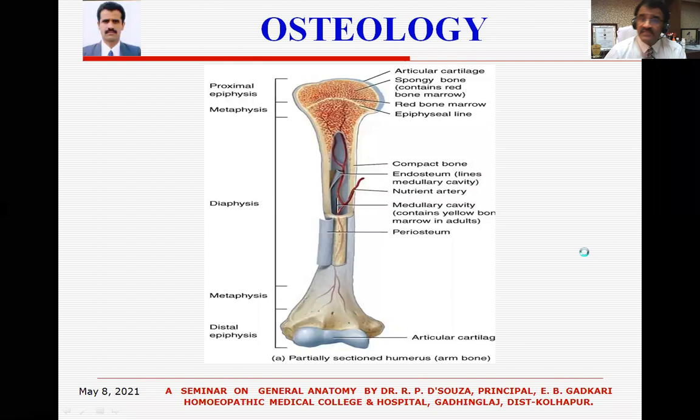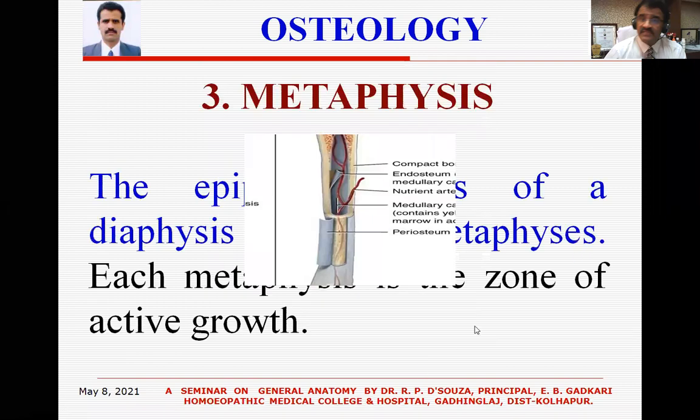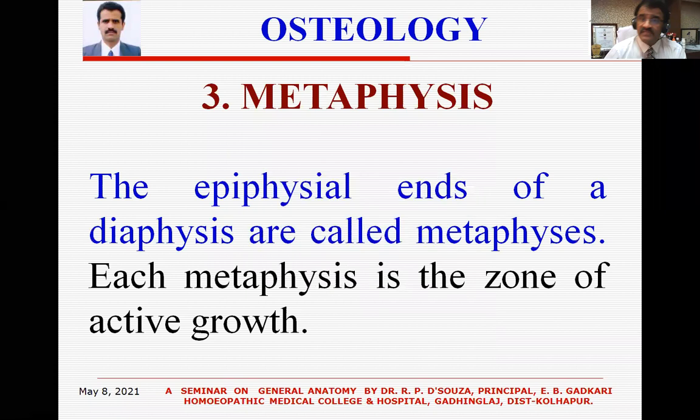Now, what is metaphysis? Metaphysis means the epiphyseal end of diaphysis. The epiphyseal ends, because there are 2 ends, 1 and 2, these 2 are called metaphyses. When you use plural, it becomes metaphyses; when you use one, it becomes metaphysis. Please remember that. Physis in word meaning is end. Each metaphysis is the zone of active growth.